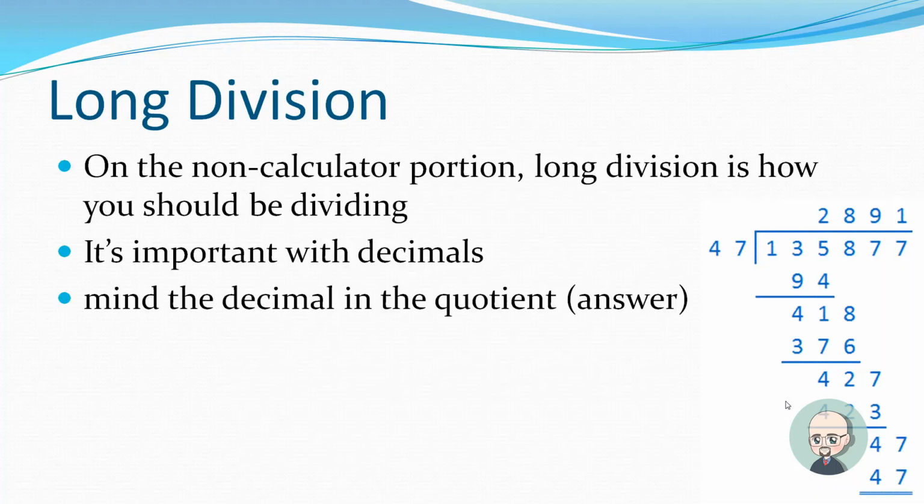Long division. Sometimes people forget this as well. On the non-calculator portion, long division is probably how you should be dividing. It's important, especially with decimals, and you have to mind the decimal in the quotient, the answer. And I have an example over there on the right. If you look at that, you see how that long division is done. What you do is you divide, and then after you get your answer, you multiply to find the next thing. Then you see how many times it goes into that, etc., etc.